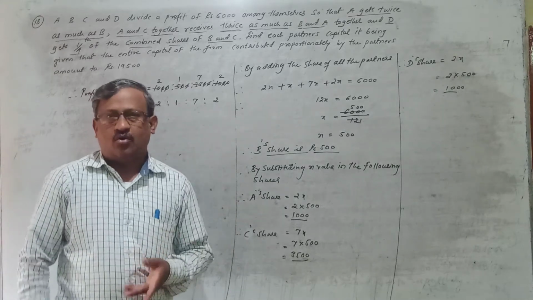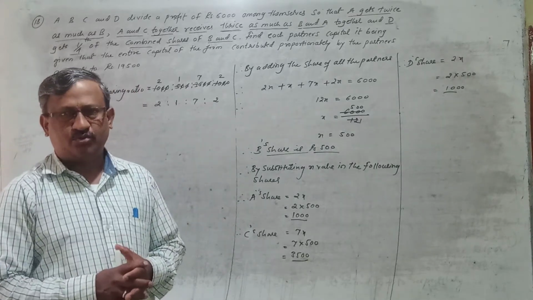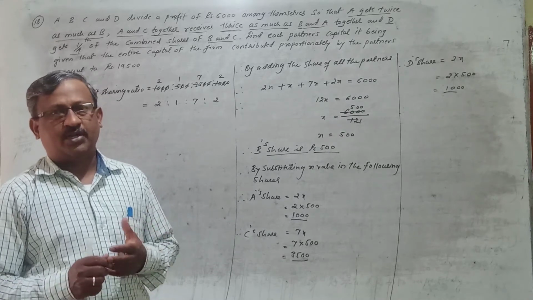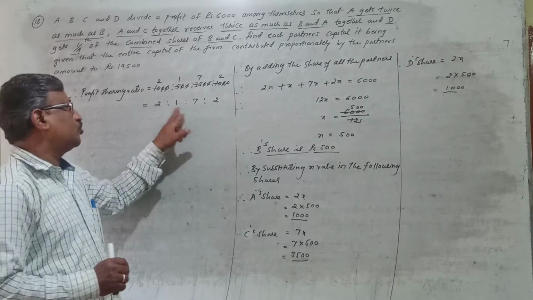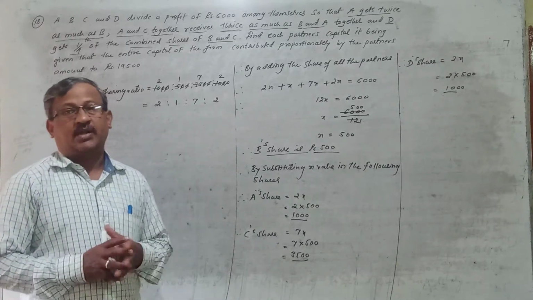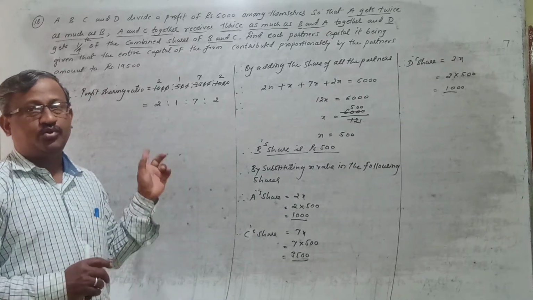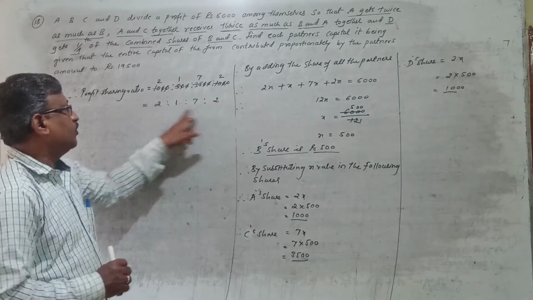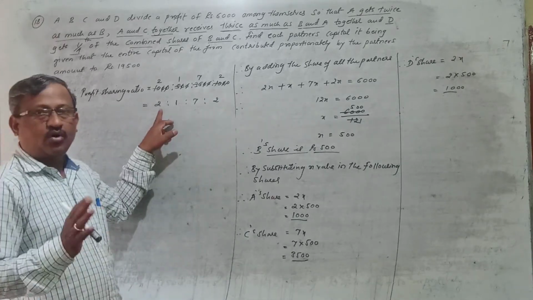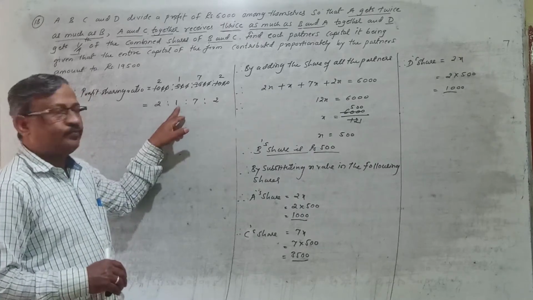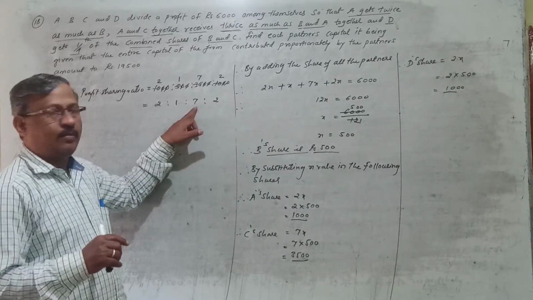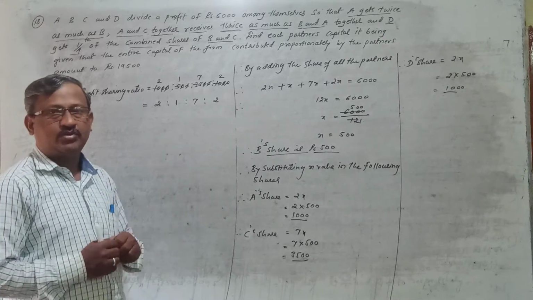Profit is always divided in the capital ratio. That's why I told you my profit sharing ratio and capital ratio always remain the same. So if my profit sharing ratio is 2 is to 1 is to 7 is to 2, then my capital ratio should also be 2 is to 1 is to 7 is to 2. From this we understand that the ratio always indicates the number of times. So A's capital is 2 times, B's capital is 1 time, C's capital is 7 times, and D's capital is 2 times.